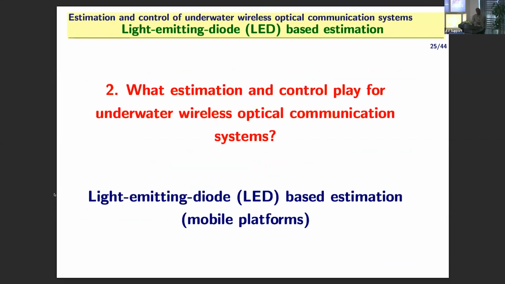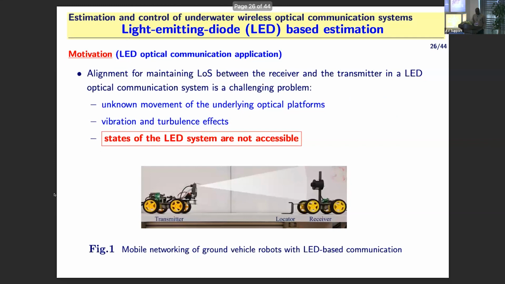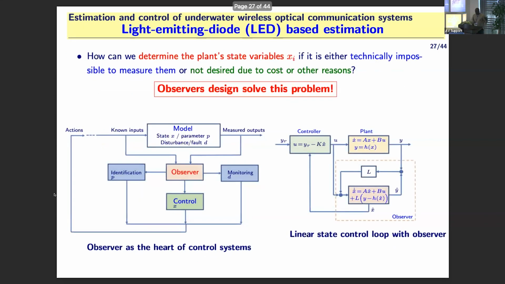Now the second part is the estimation. Estimation and control play together, but here we target more the estimation point of view. We want to do some estimation with the mobile platform. As you already know, this alignment for maintaining a line of sight can be very challenging because of the environment, the turbulence and the vibration. If you want to do this alignment, we need to get access to the states, and here we develop an observer design to get these states.